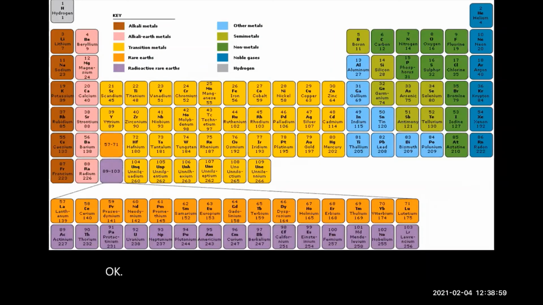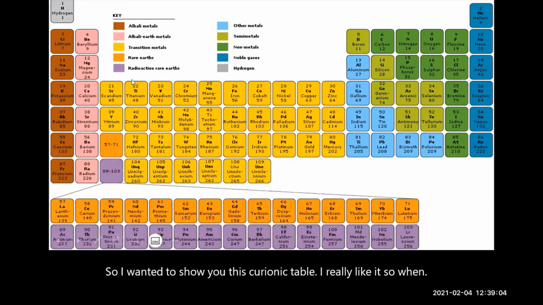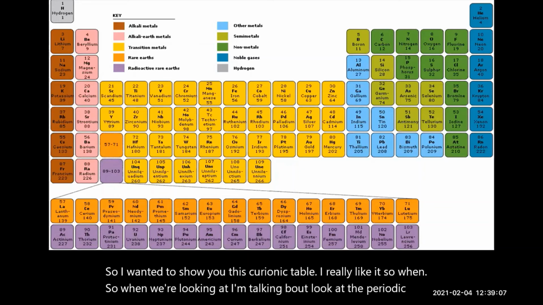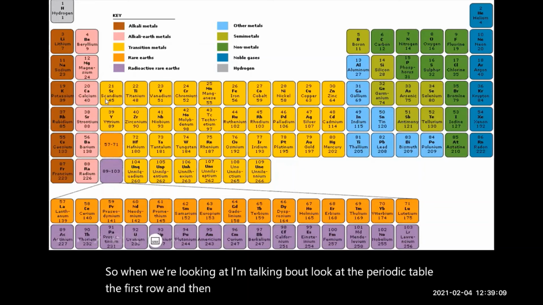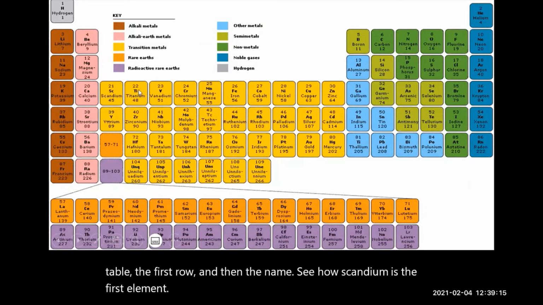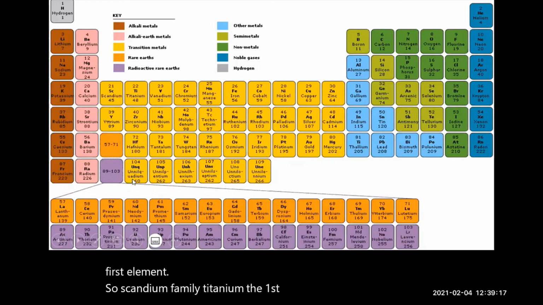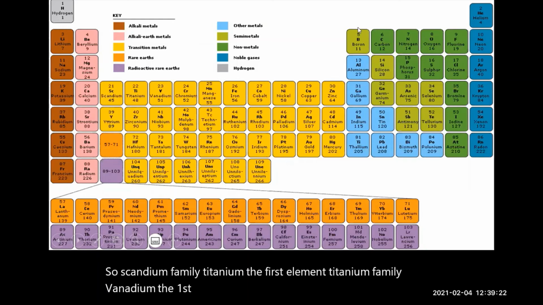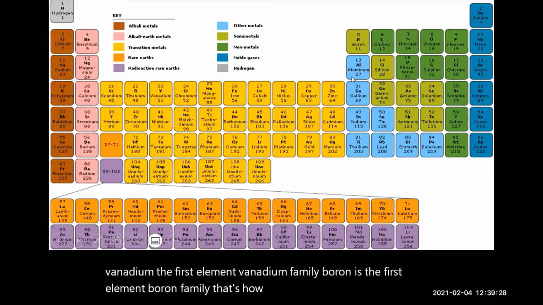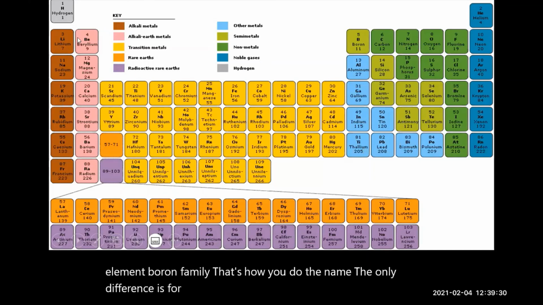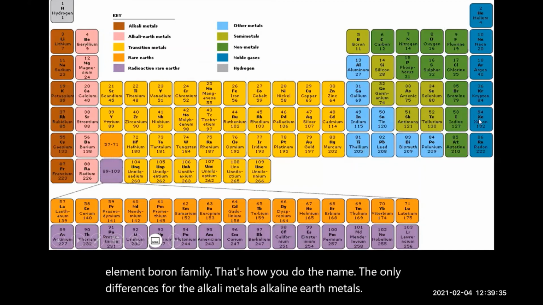So I wanted to show you this periodic table. I really like it. When we're looking at the periodic table, the first row, and then the name. See how scandium is the first element? So scandium family. Titanium's the first element, titanium family. Vanadium's the first element, vanadium family. Boron's the first element, boron family. That's how you do the name. The only difference is for the alkali metals, alkaline earth metals, the halogen family, and the noble gas family.